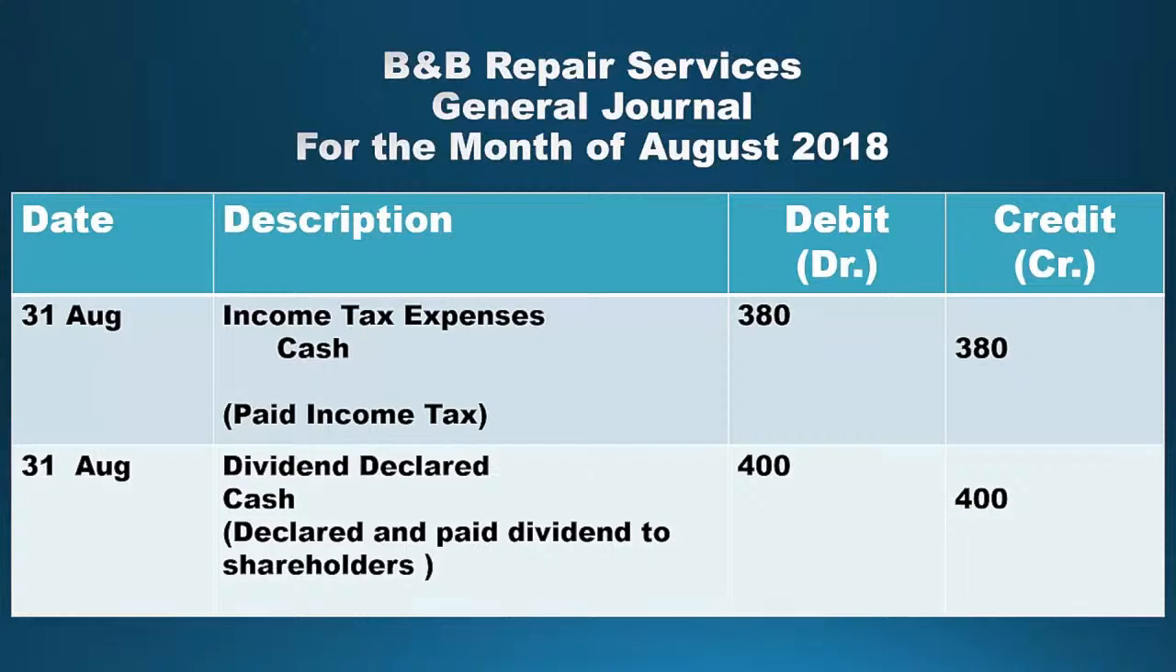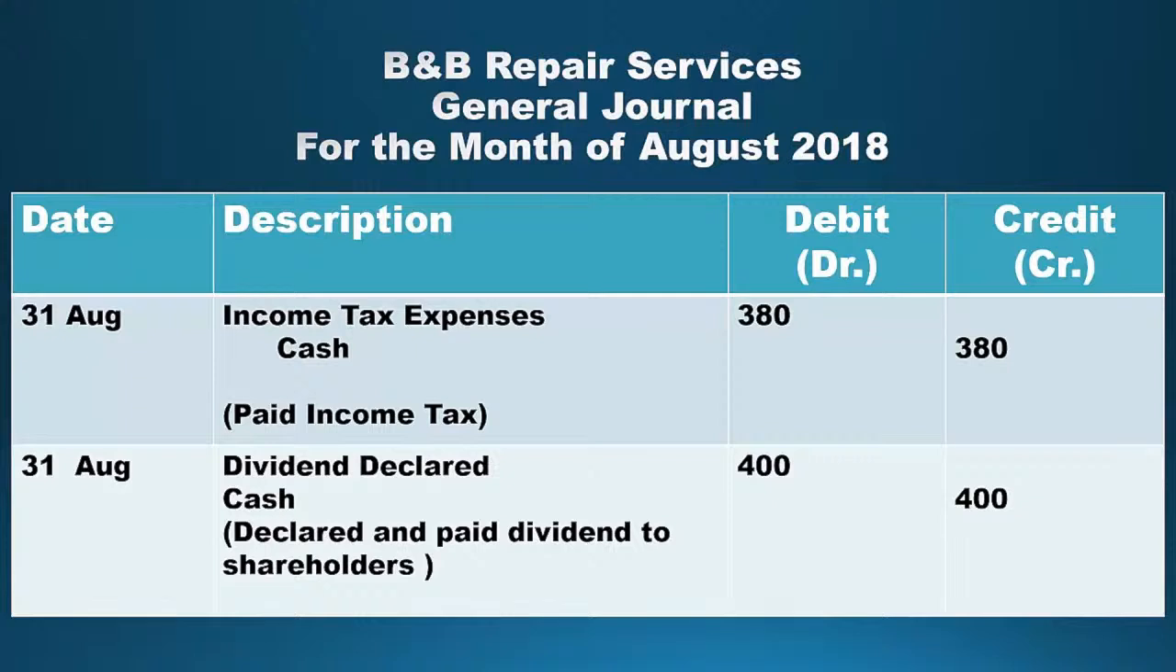August 31st. Paying income taxes and declaring dividends. Step 1. Review the journal entry. On August 31, the company made 2 separate payments. 1. Paid $380 in income taxes. 2. Declared and paid $400 in dividends to shareholders.